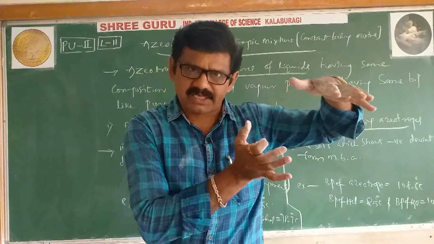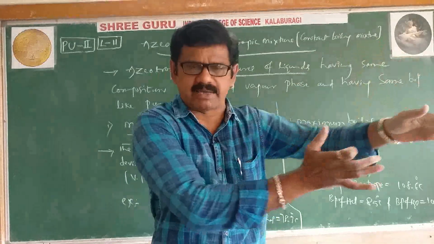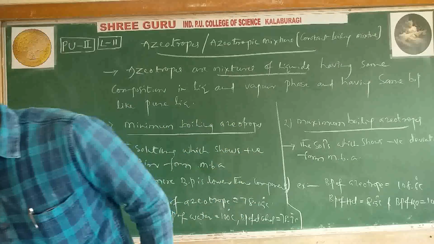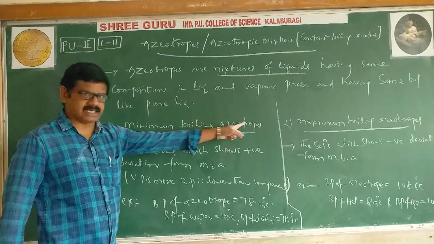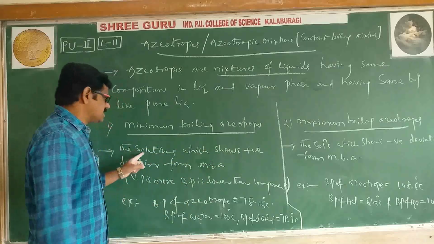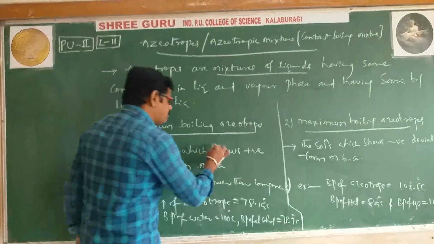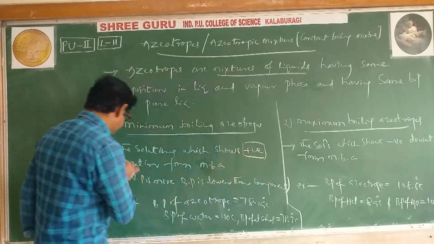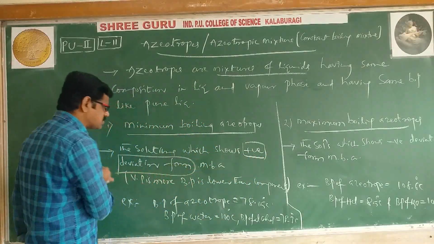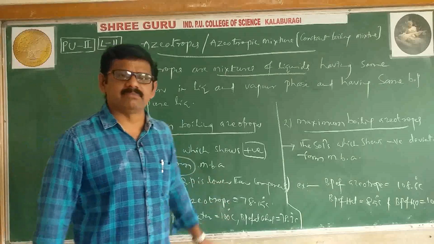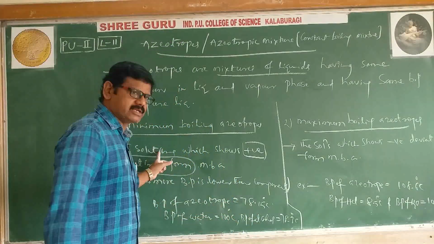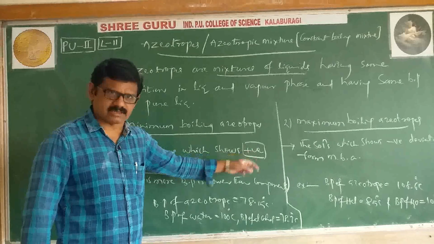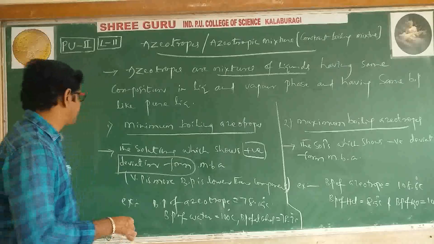Positive deviation solutions behave one way, negative deviation solutions behave another way. Let's discuss first the minimum boiling azeotropes. The solution which shows positive deviation forms minimum boiling azeotropes. We'll see clearly. Once again, we'll go back to positive deviation.